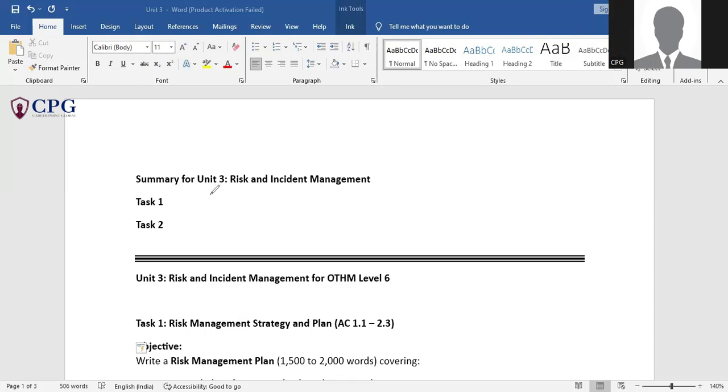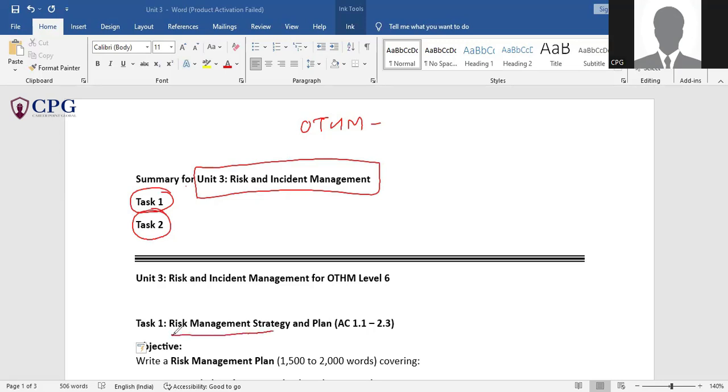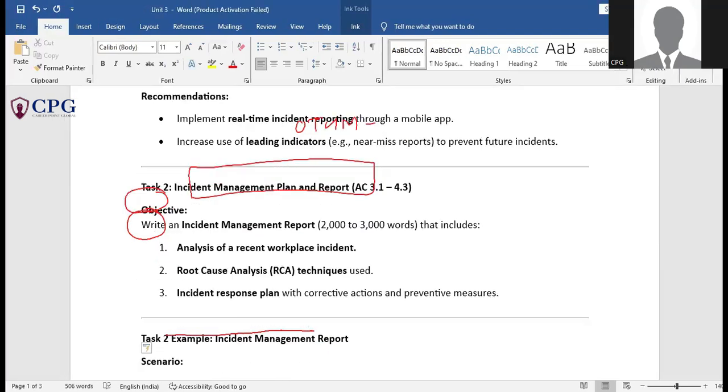Today we are discussing the summary for unit number 3. So let us discuss OTHM unit number 3, which is risk and incident management. In this unit also, there are two tasks that have to be completed, task 1 and task 2. Task 1 would be covering risk management strategy and plan, and task 2 will be more on incident management plan and report.